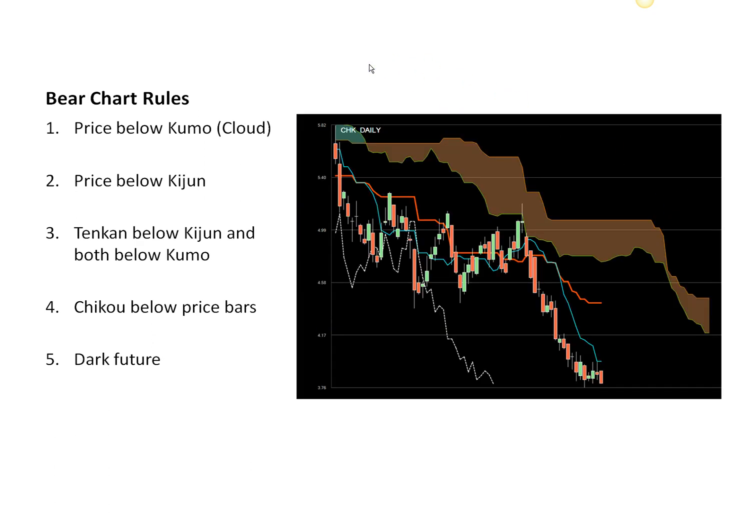Now the bear chart rules are, as you would expect, the opposite. You want price below the Kumo, you want price below the Kijun, you want the Tenkan below the Kijun and both below the Kumo, and you want the Chikou, the lagging line, below the price bars, and you want a dark future. And on this Chesapeake, or CHK, chart, we can see that it fulfills all of those requirements.